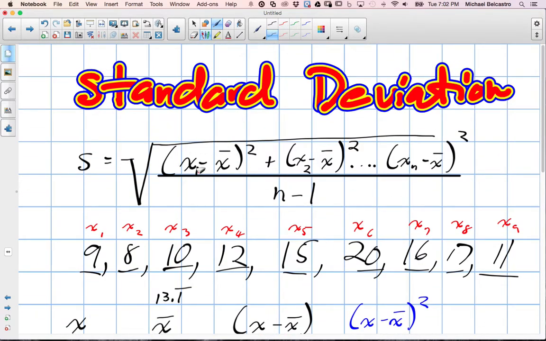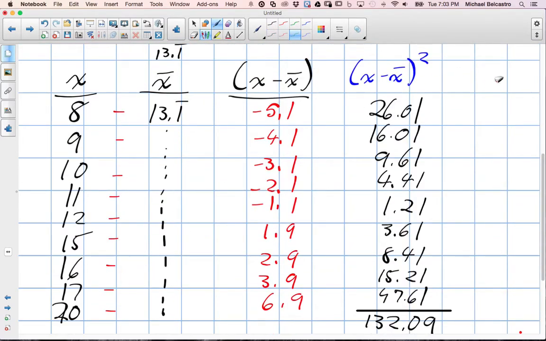The sum of everything is on top. We still need to divide it by n minus 1. So n is the number of terms there were, how much data. How much data do we have in this case? 9. Great. So we're going to be taking n minus 1. You can just write that on the side, n minus 1. Well, we had 9 pieces of data. Subtract 1. That gives us 8.